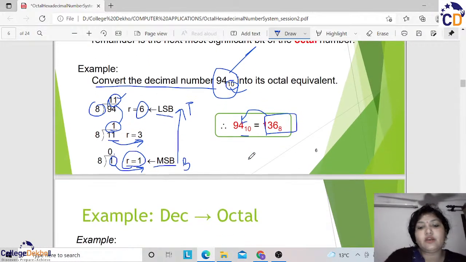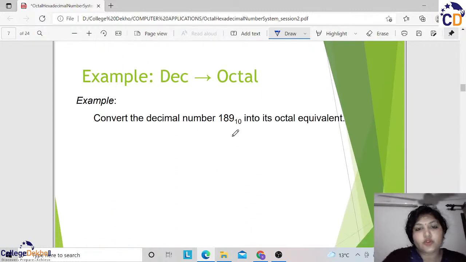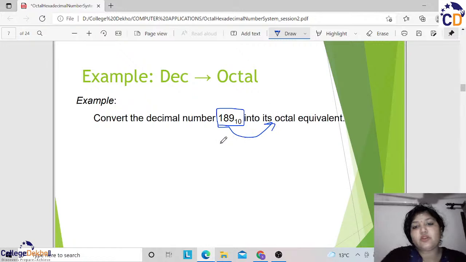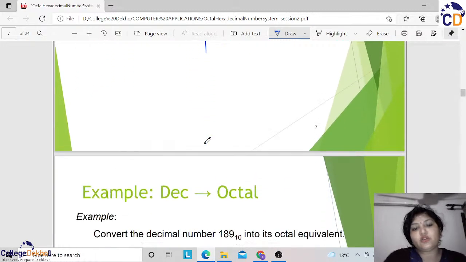Let me give you one question on this. So you have the decimal number. Now you need to convert it into an octal number. The same process you are going to follow. 189 divided by 8, until you get 0 as a quotient. So let us see the solution also.